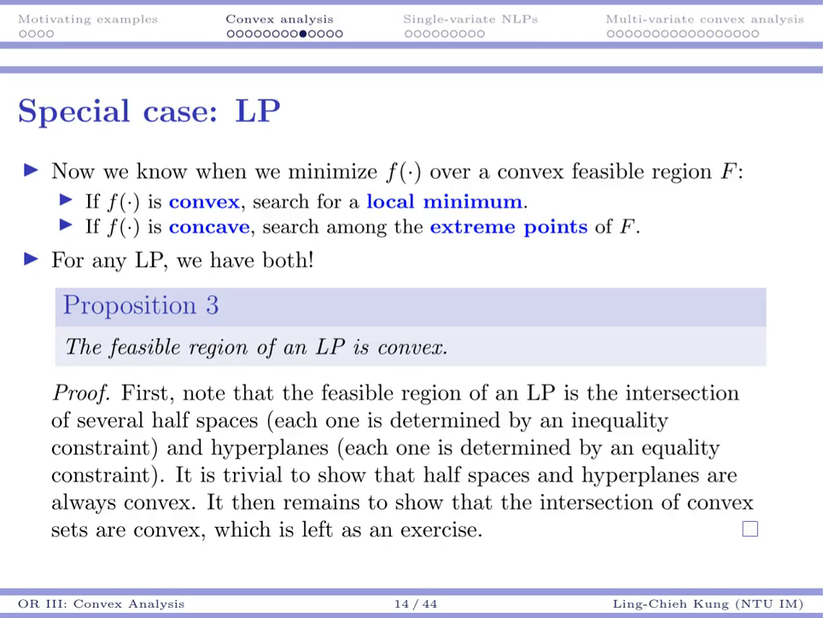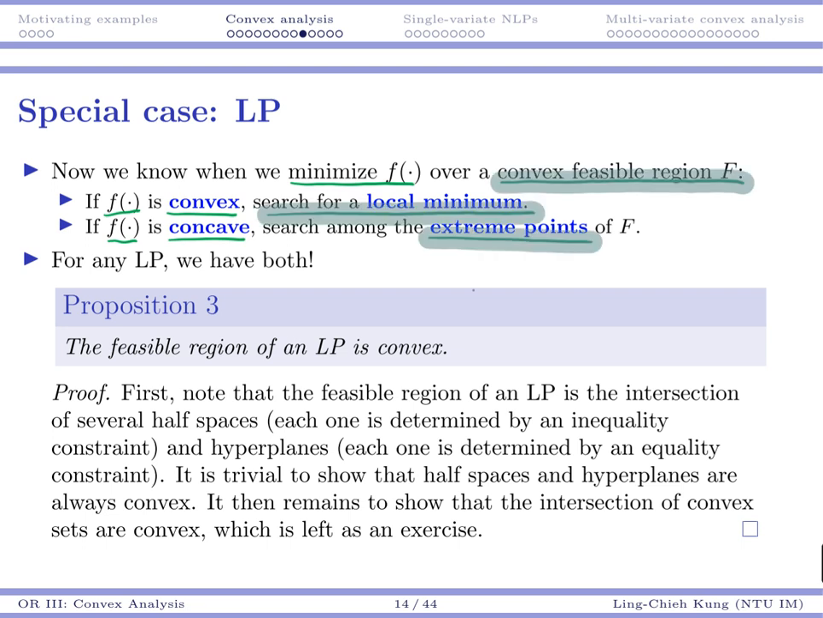So now we know those two optimality conditions. This is a very quick summary. When we minimize f over a convex feasible region capital F, if our small f is convex, we only need to search for a local minimum. Or if our small f is concave, we only need to search among extreme points. And then maybe you already see it.